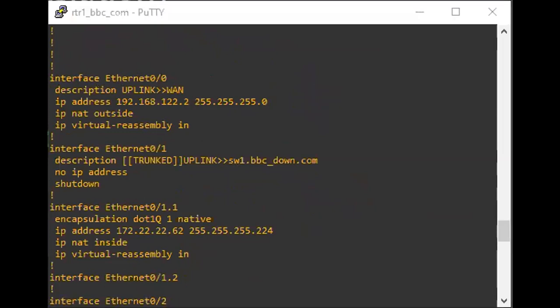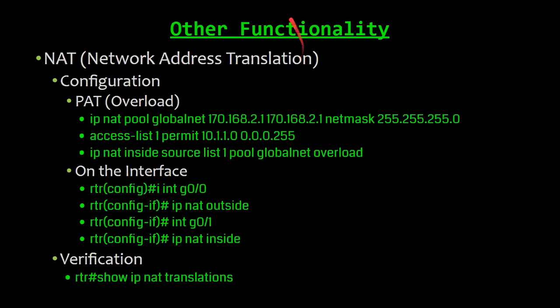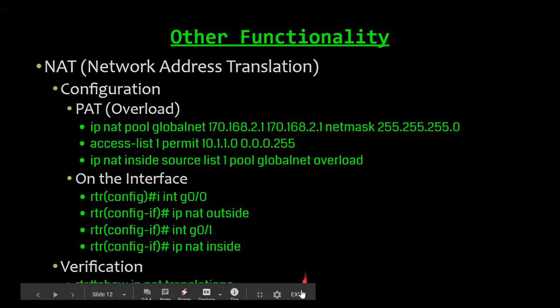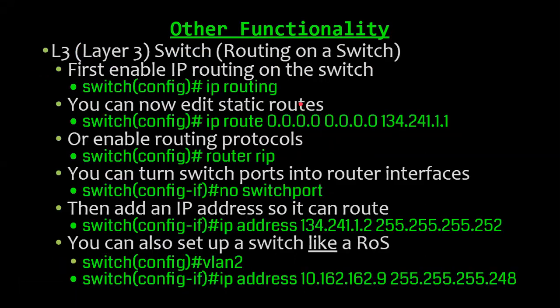So that's NAT. I know it's confusing. Oh, by the way, unfortunately I don't have any workstations running at the moment, but one way you can verify it is to type show IP NAT translations. That'll show you all your current NAT translations. If I had workstations up and running, it would show you them working.